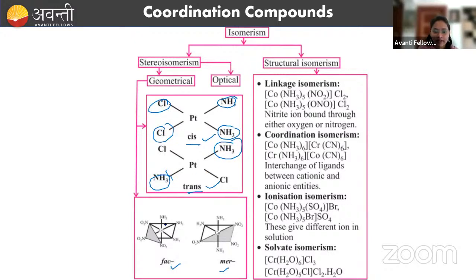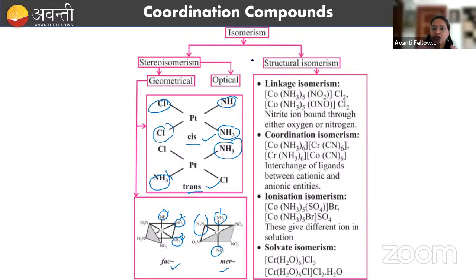Facial means when same ligands are present at positions 1, 2, 3, it is known as facial. When ligands are present at 1, 2, 3, 4, 5, 6 in such a way, this is known as meridional. These are the ligands present in this position. It is known as meridional isomer. When the same ligands are present in such a position, it is known as facial isomer.